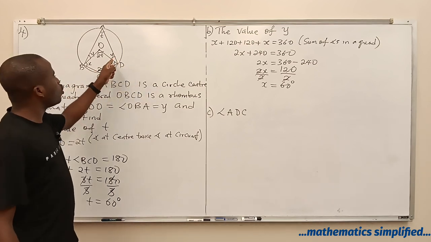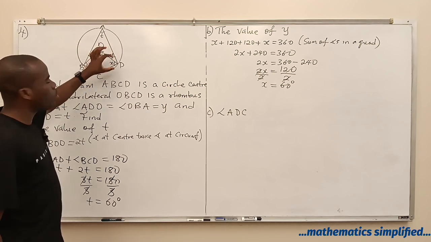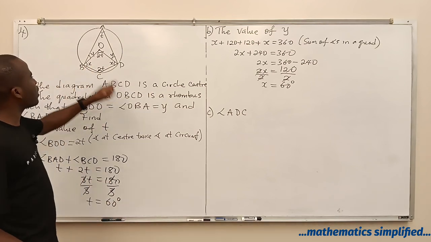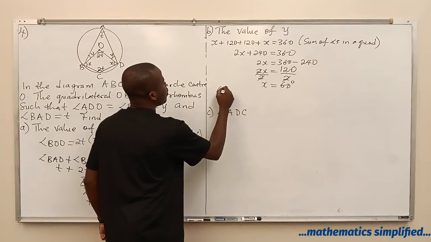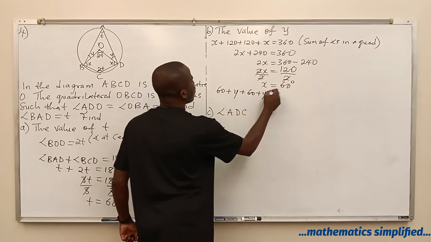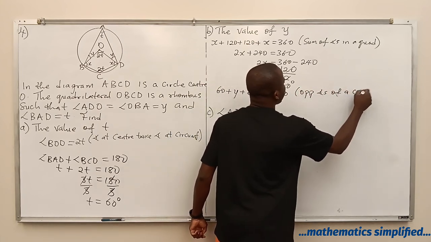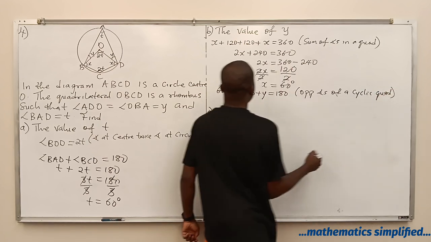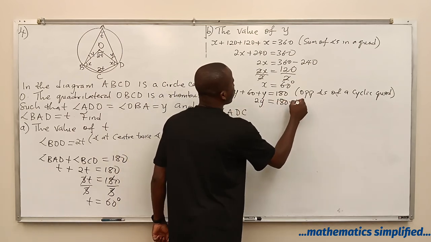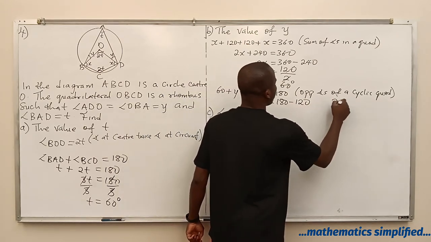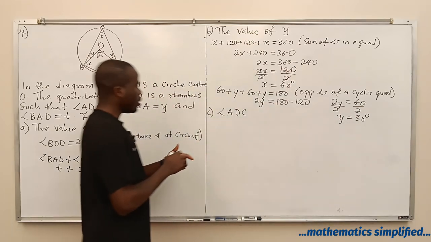We are going to use the fact that the opposite angles of a cyclic quadrilateral are supplementary. That means this plus this must equal 180. What we have got, what x is, is 60. That means 60 plus y plus 60 plus y must give 180. The reason is opposite angles of a cyclic quadrilateral are supplementary. So this is 2y, this is 120. If I subtract 120 from both sides, I'll have 60. So I have 2y equals 60. y equals 30 degrees. Now finally, what is angle ADC?